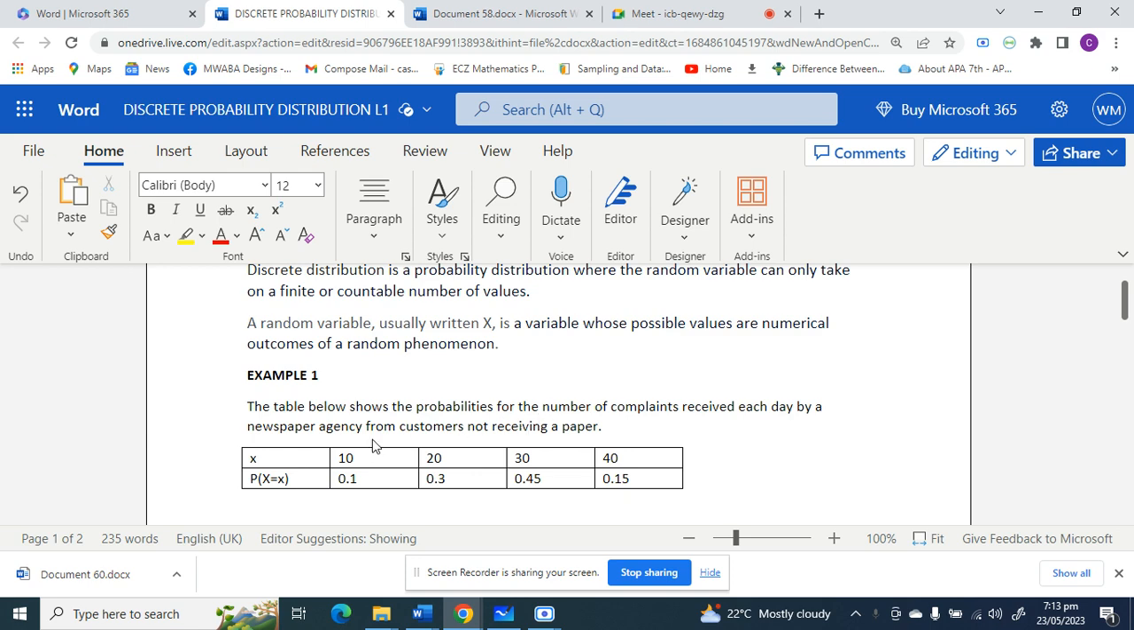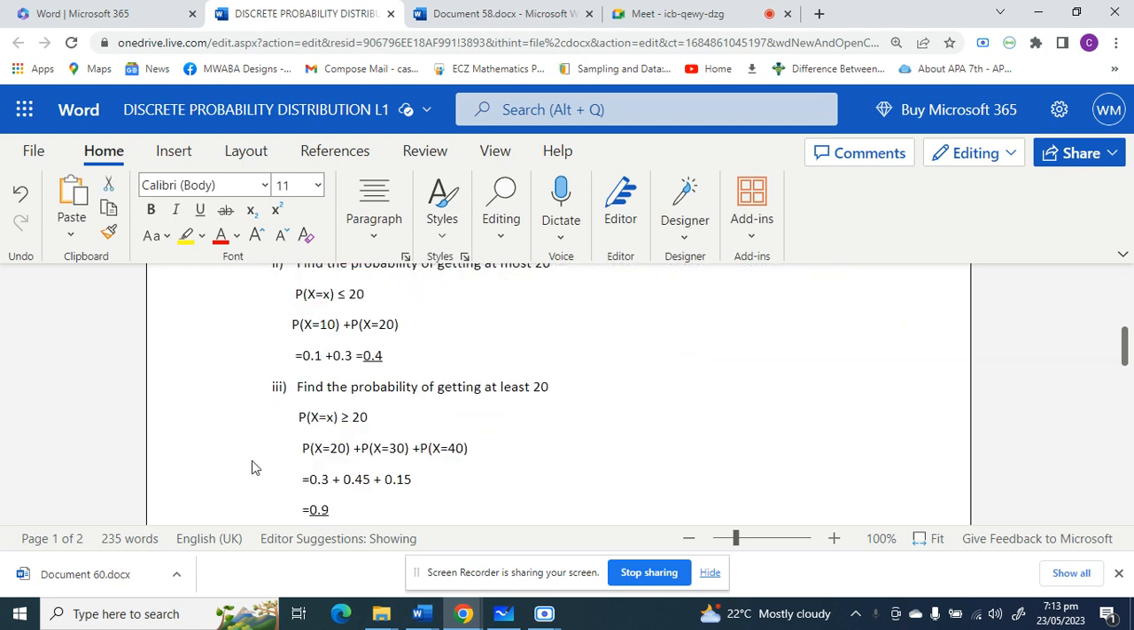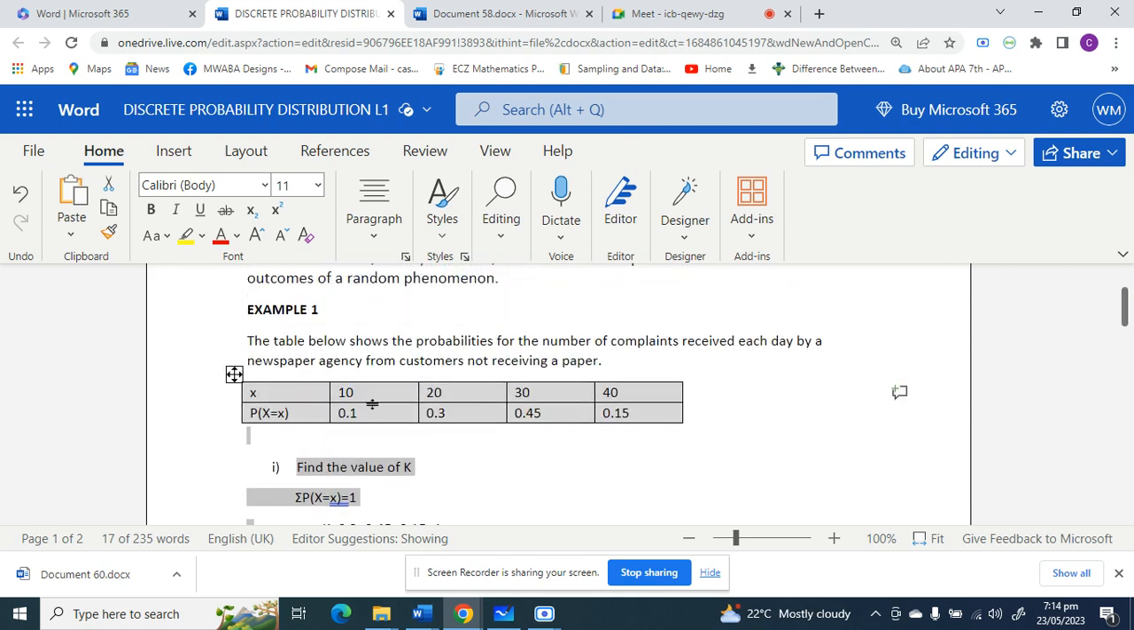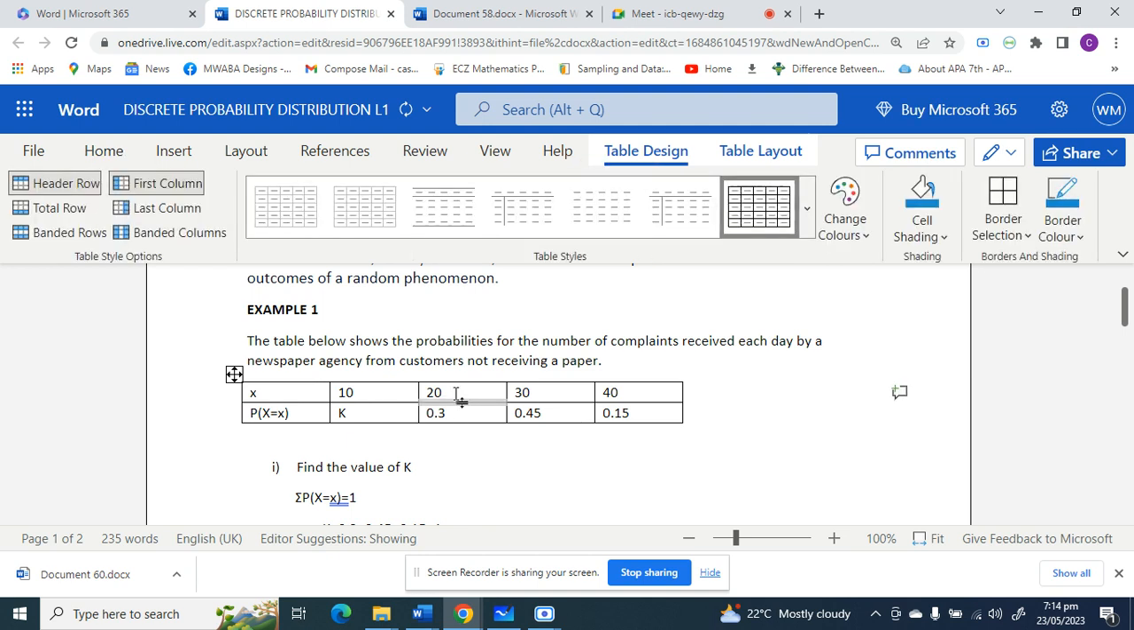So in this case, X, our random variable, represents the number of complaints. All right. This is 10 complaints. This is 20 complaints. This is 30 complaints. This is 40 complaints. Right. Then our bottom row, this represents the probabilities.